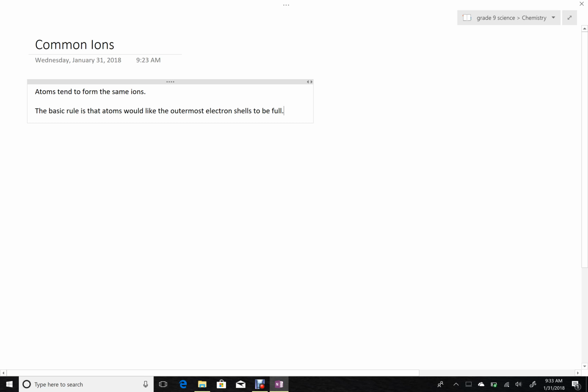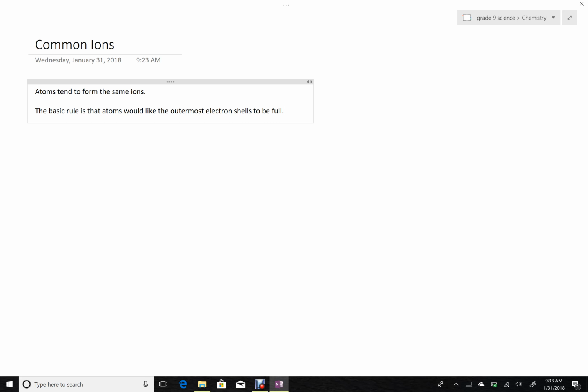In nature, when we look at ions, we find that atoms tend to form the same basic ions almost all the time. There's some tricky rules with bigger atoms like the transition metals, but in this video, we're just going to talk about the most basic rule that dictates what ion an atom will happily form.